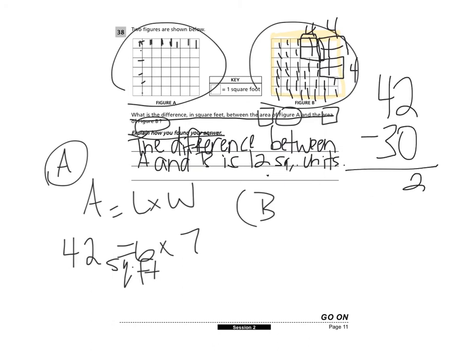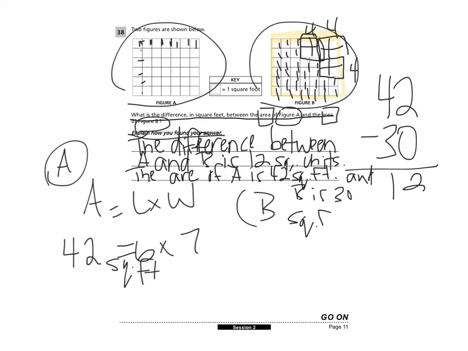So, with that being said, we can now explain. You could say the area of A is 42 square feet and B is 30 square feet. So 42 minus 30 equals 12 square feet. Or you can say I just figured out how many missing boxes there were in figure B.